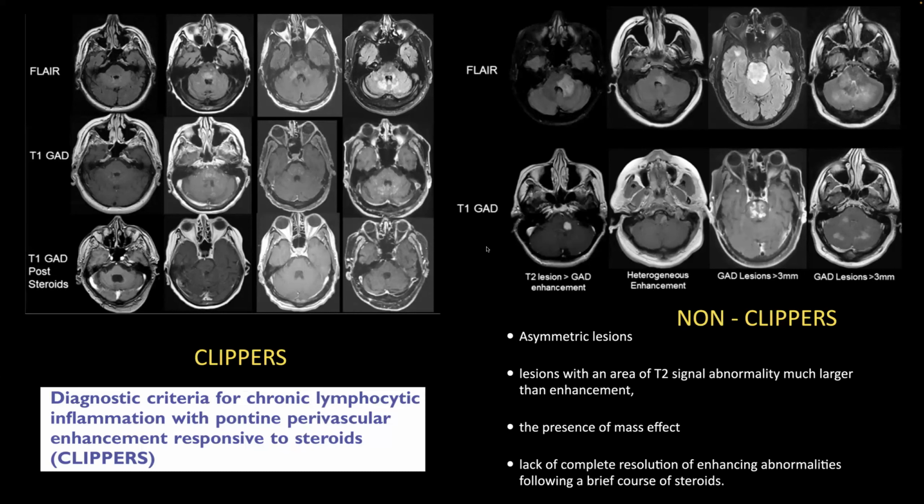And the non-CLIPPERS, which was identified in the same paper, you have these multifocal abnormalities, more nodular enhancement, more mass-like lesions. If they are asymmetric in nature, there is more extensive involvement of T2 signals beyond the contrast enhancing areas, there is mass effect, and there is lack of resolution on steroids. One must think of non-CLIPPERS like lesions, which corroborates with our case. So thinking of inflammatory infective etiologies as the primary possibilities.